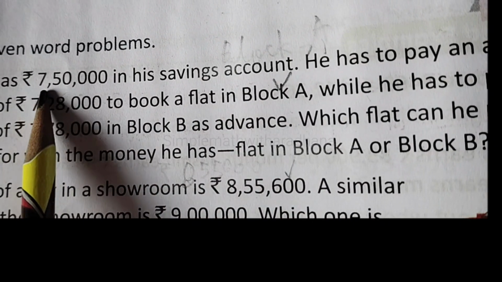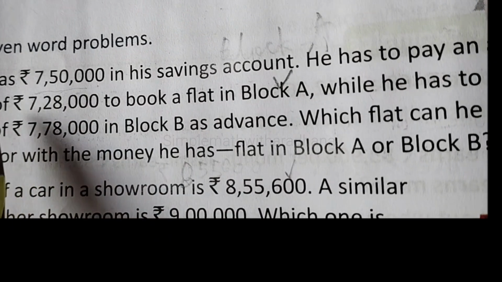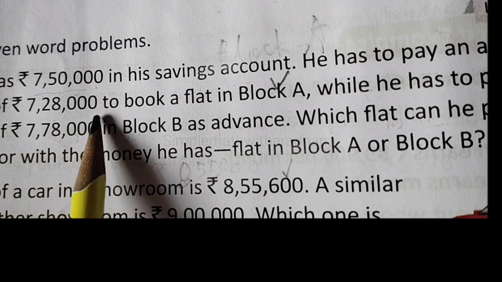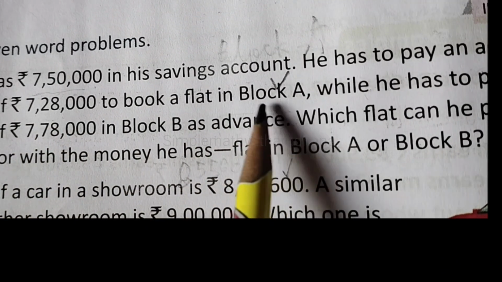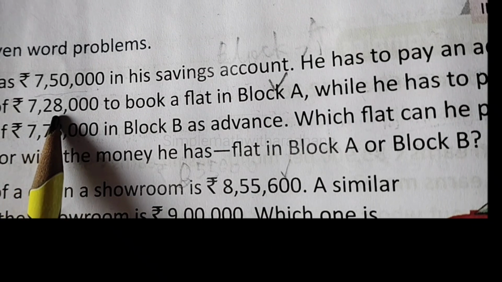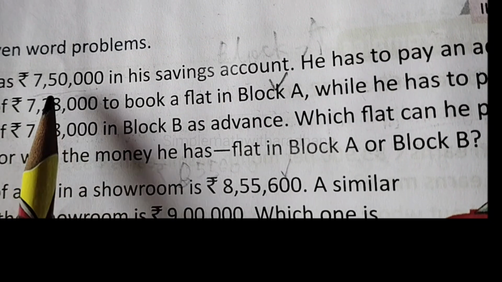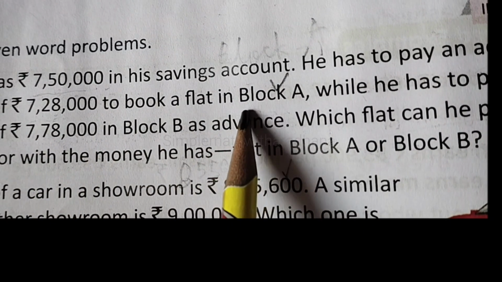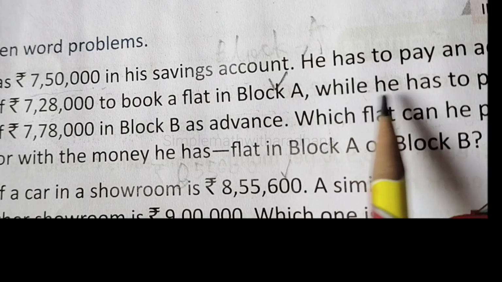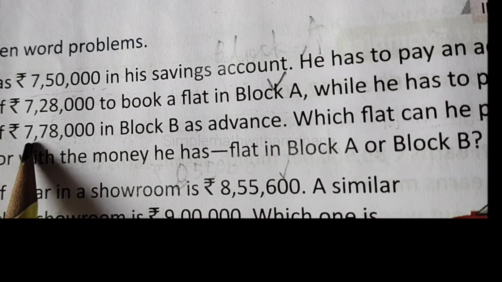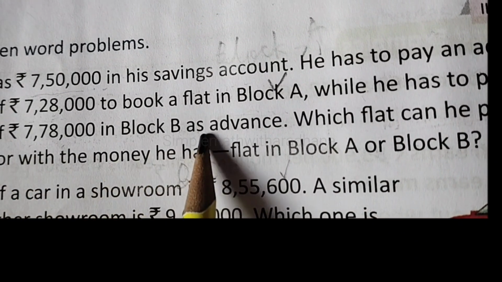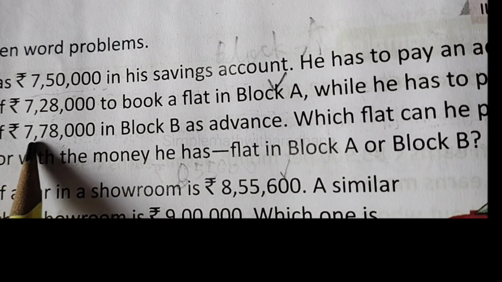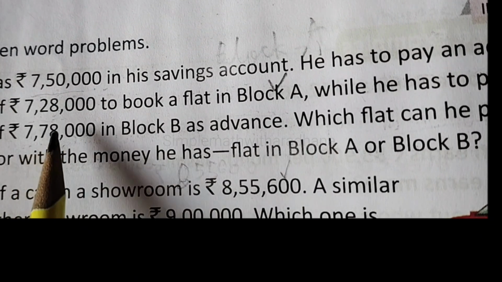Look here, total money he has is 7,50,000 and he wants to pay for the block A flat. How much amount? 7,28,000. So 7,28,000 is smaller than 7,50,000. Okay, so he can purchase a flat in block A. Now, he has to pay an amount of rupees 7,78,000 in block B as advance, and the other flat he wants to purchase, the cost of that is 7,78,000.